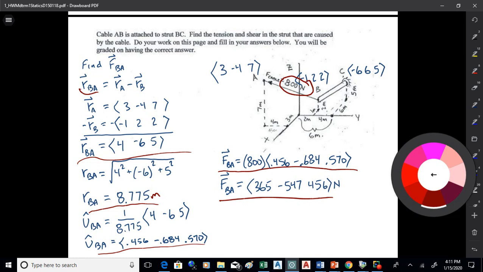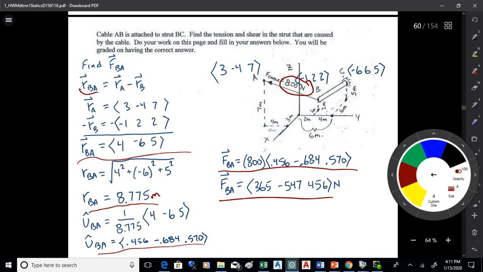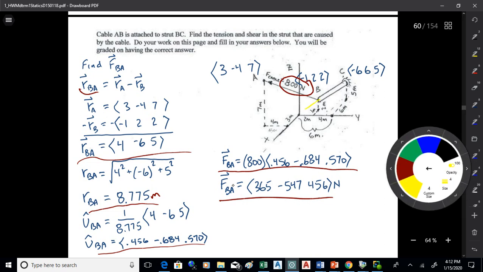Which one was the tension, which one's the shear? I don't have either yet. I have the force vector. I haven't got that far yet. So I need to work with that force vector to get the tension and the shear. Now the tension is a pull. So the tension will be going this way, pulling on B, like so, and the shear acts at right angles. So there's the tension, and here's the shear.